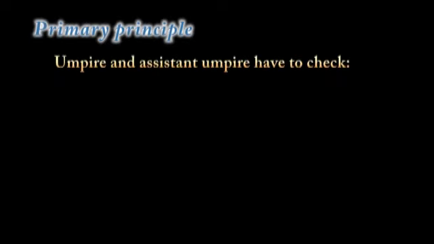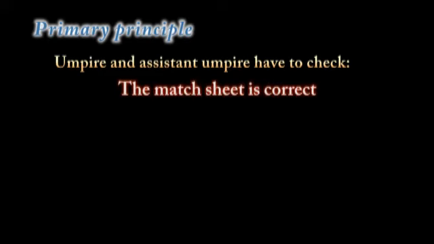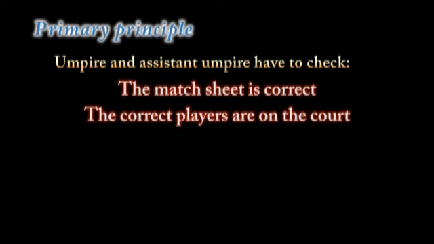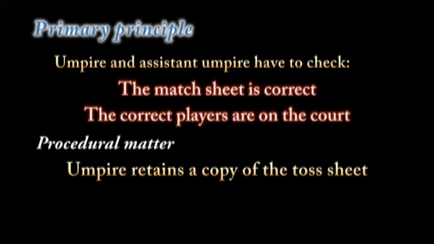To avoid the possibility of an error, a primary principle should be established that both the umpire and the assistant umpire have to check that the match sheet is correct and the correct players are on the court, and thus avoid all these problems. A procedural matter could be that the umpire retains a copy of the toss sheet to ensure the match sheet is correct, and immediately answer any questions the team captain may have.